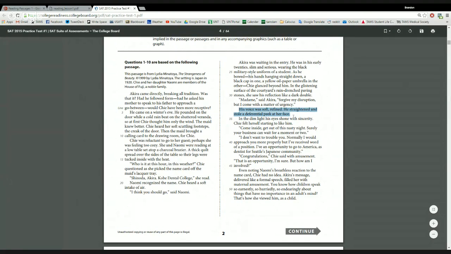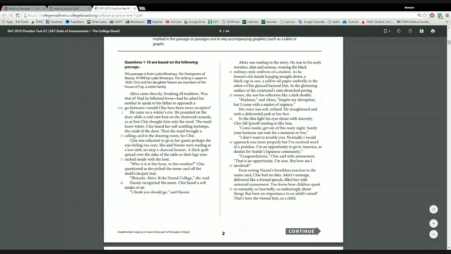So you still actually want to keep on reading because you're looking for why this occurred. Imagine it was a matter of urgency. In the dim light, his eyes shone with sincerity. She felt herself starting to like him. These are all descriptions of how he felt. Still no content of the matter of urgency.